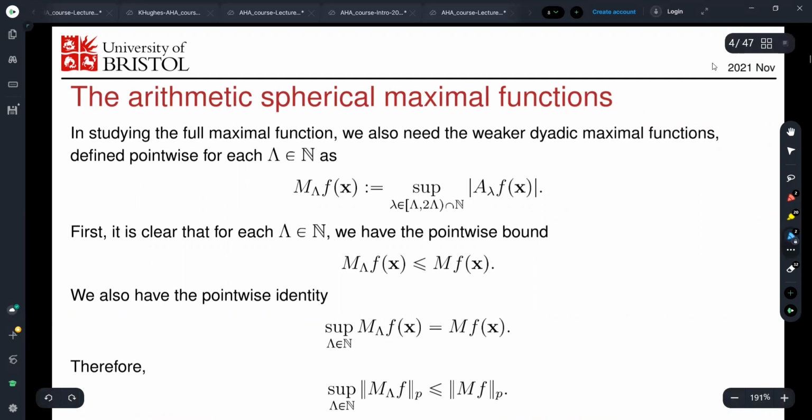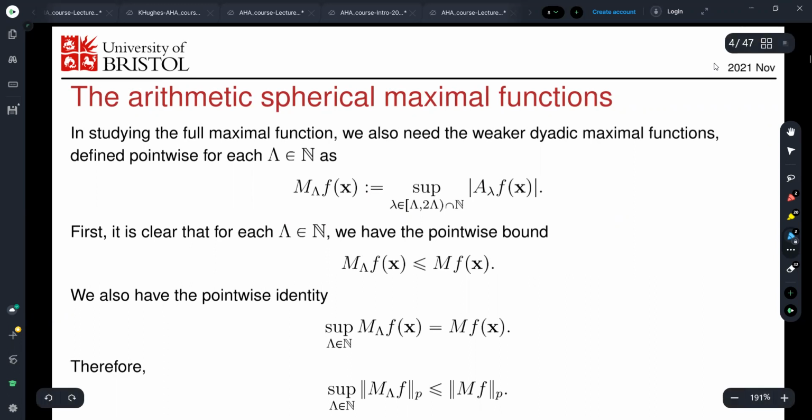And the mass of each such subset is just the cardinality of that set. Okay, great. Along the way to proving what we want to know about the full maximal function, we're actually going to need dyadic maximal functions. So I'll introduce those now.